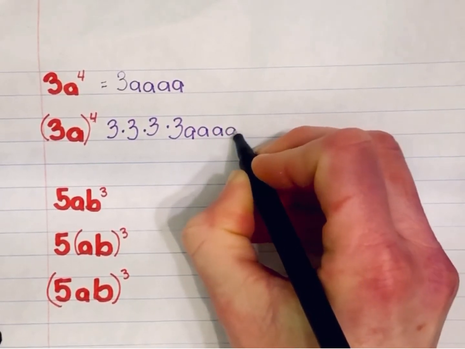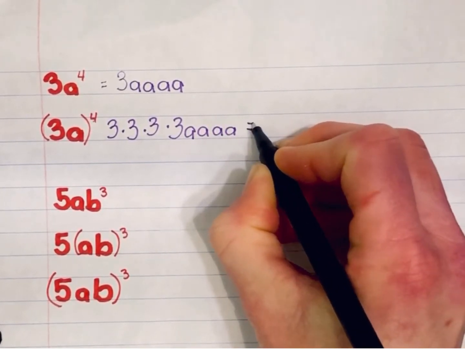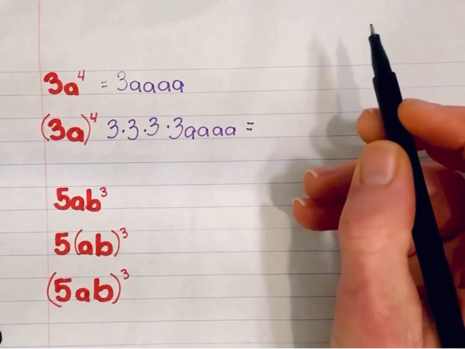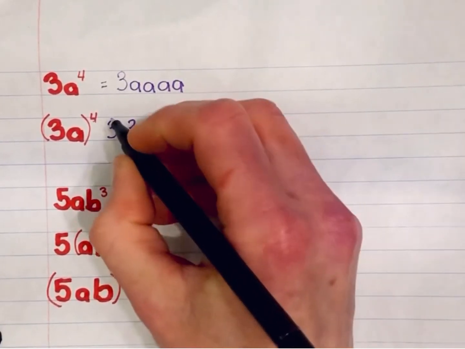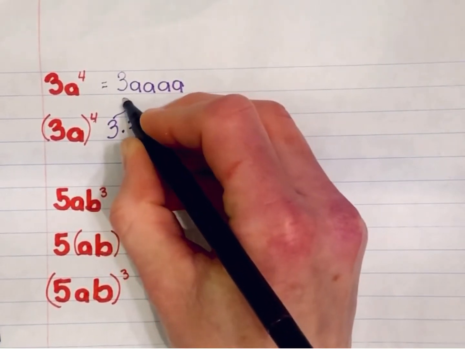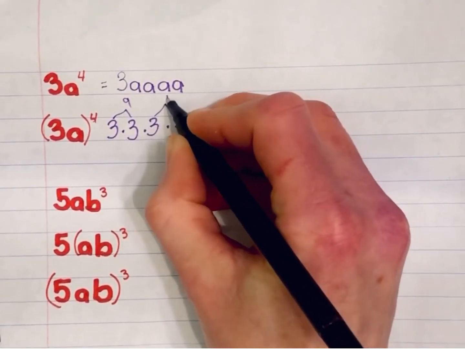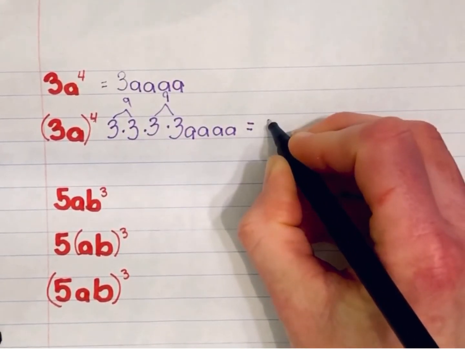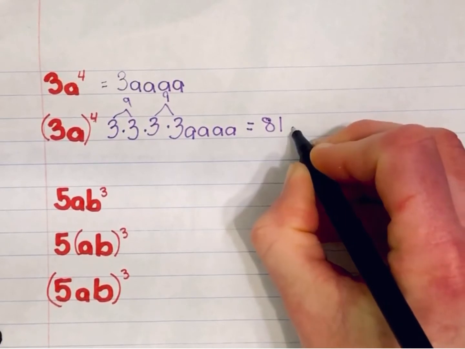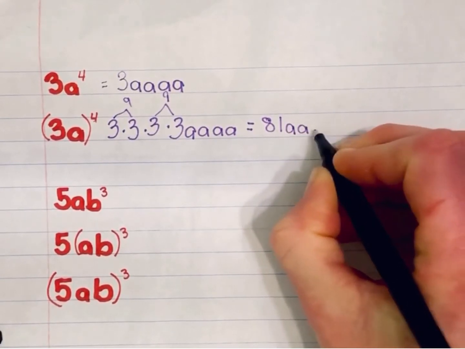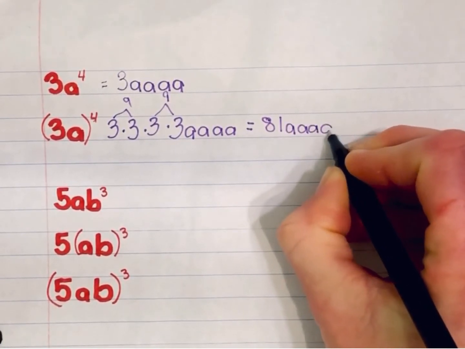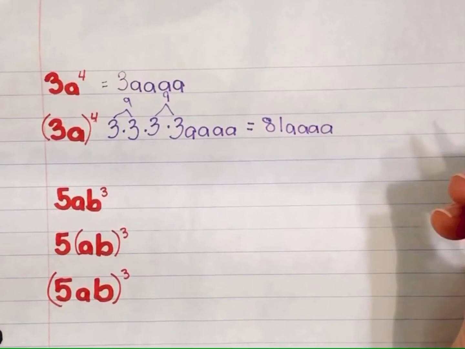Now, this is expanded form, although I like to take it one more step and actually multiply out the numbers. So I've got 3 times 3 is 9, and the other 3 times 3 is 9, and then 9 times 9 is 81. So it's not technically an expanded form anymore when I put all the numbers together, but I want you to get comfortable with seeing how 3 to the 4th power is 81.